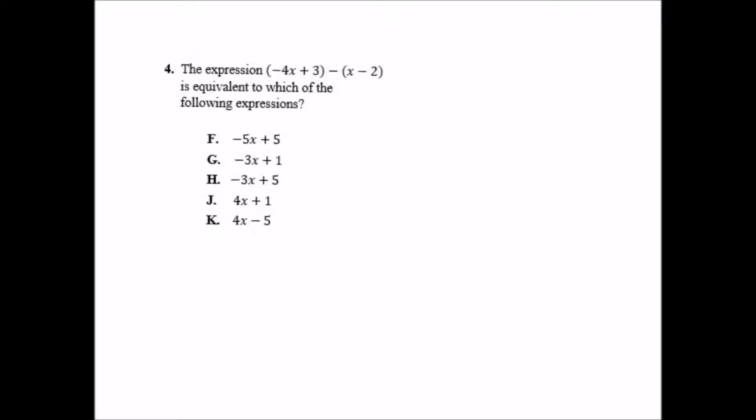In question 4, we're given the expression, the quantity of negative 4x plus 3 minus the quantity of x minus 2 is equivalent to which of the following expressions. You really just need to simplify. Pay attention to the fact that this negative symbol is out here in front and needs to get distributed to everything inside the parentheses. So when we rewrite it, nothing happens inside this first parentheses. So it is negative 4x plus 3. Distributing the negative sign to both terms inside the parentheses, we get negative x and positive 2. Combining like terms, we get negative 5x plus 5. Correct answer is F.